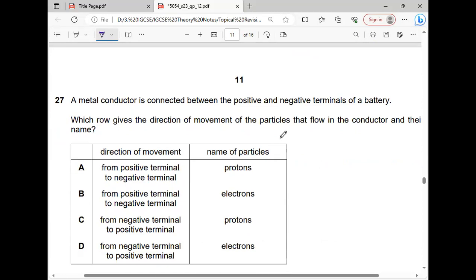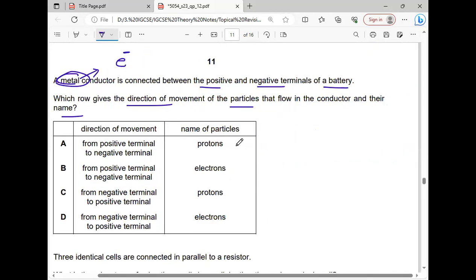A metal conductor is connected between the positive and negative terminals of the battery. Which row gives the direction of movement of the particles flowing in the conductor and their name? Since it is a metal conductor, current flows in metal due to the motion of electrons. So protons, these options are cancelled out.